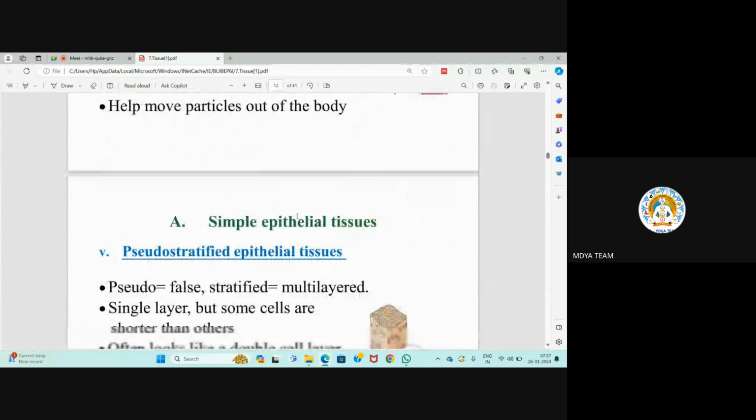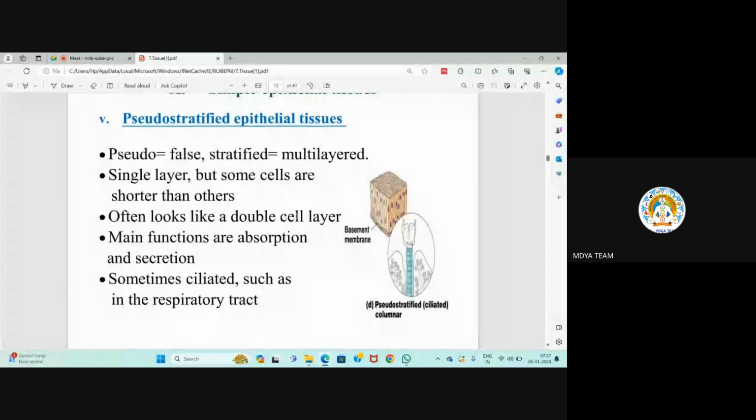Now we will move to pseudostratified epithelial tissue. As we have already discussed yesterday, pseudo means false, stratified means multi-layered. But what is the meaning of pseudostratified? Means the layers are not there. There is only a single layer, but it is assumed to be multi-layered. Means the projections show as if they are multi-layered, but actually it is single layered only.